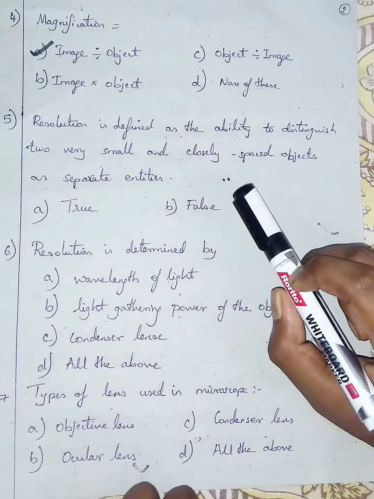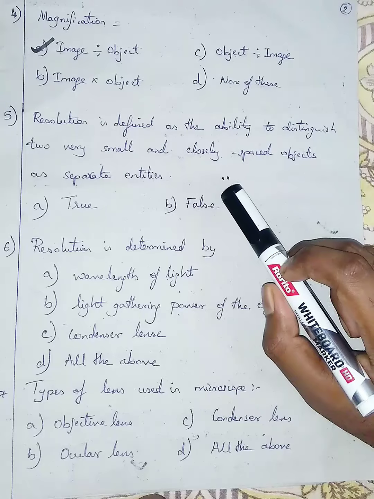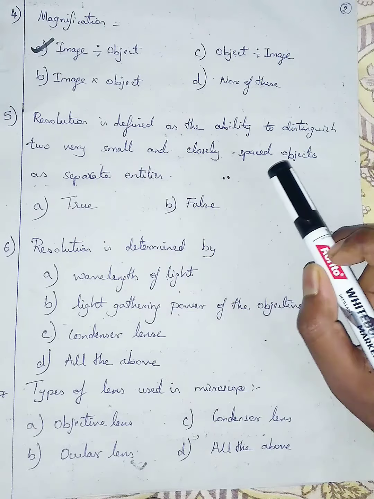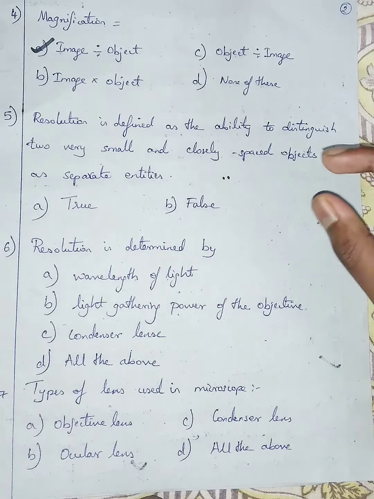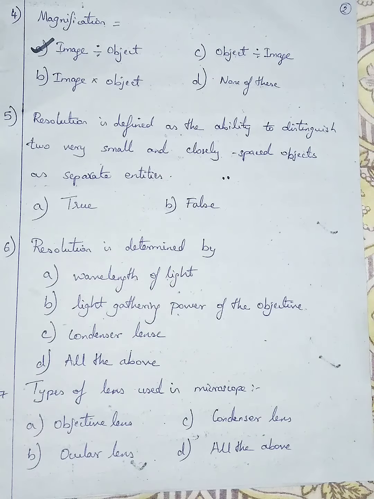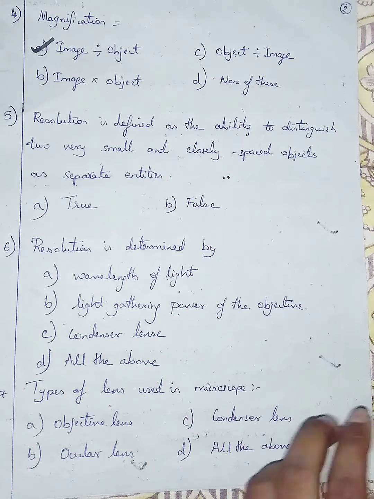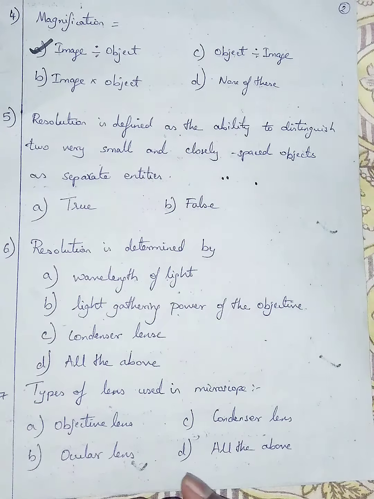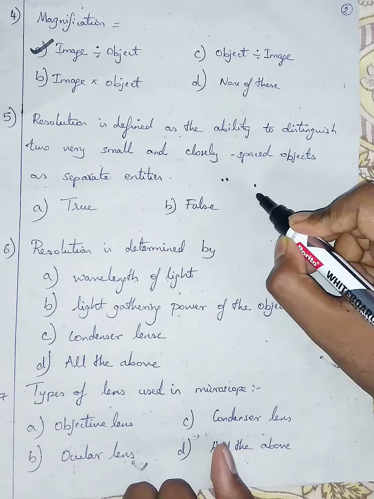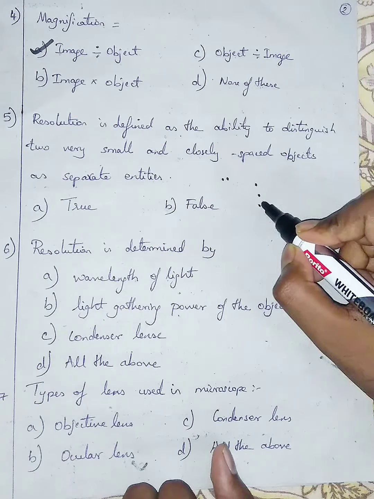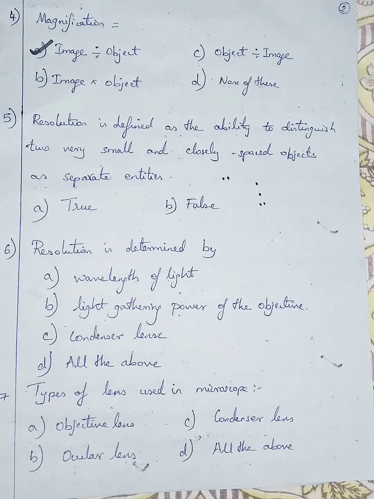These are two closely spaced objects. How much resolution is needed? How can you tell? In 2x, it will look like one point. In 4x, it will look like the same point. In 10x, you can slightly see there are two points. That is resolution: the ability to distinguish two very small and closely spaced objects as separate entities. This is called the definition of resolution.